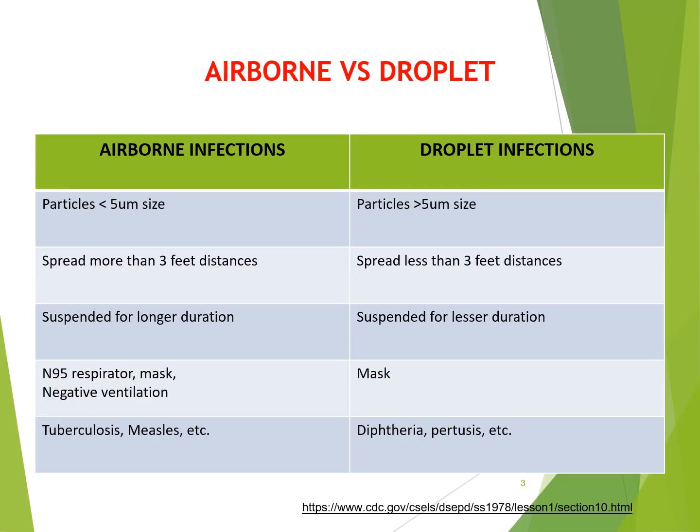If you see the difference between airborne and droplet infection, in airborne infection the particles are less than 5 microns in size, while in droplet the particles are more than 5 microns. Airborne spreads over longer distances, while droplet spreads over shorter distances. Airborne particles are suspended for a longer duration, droplets for a lesser duration. For airborne, an N95 respirator mask and negative ventilation are required, while for droplet only a mask is required. Examples of droplet infections are diphtheria and pertussis, while examples of airborne infections are tuberculosis and measles.